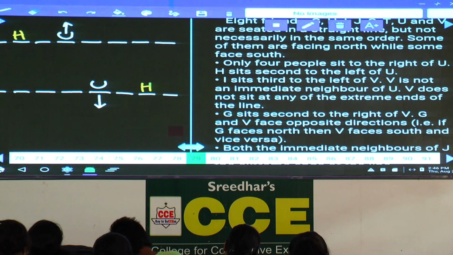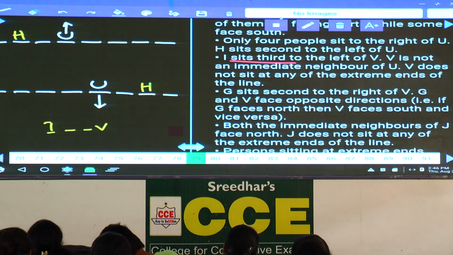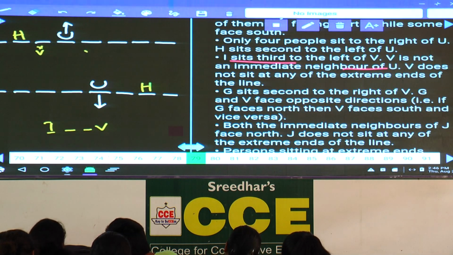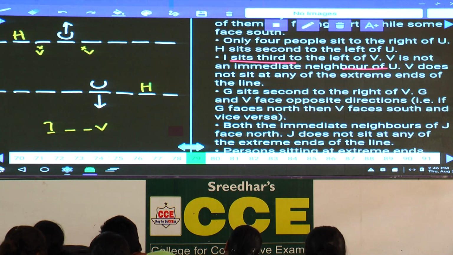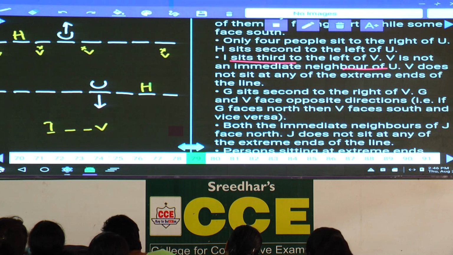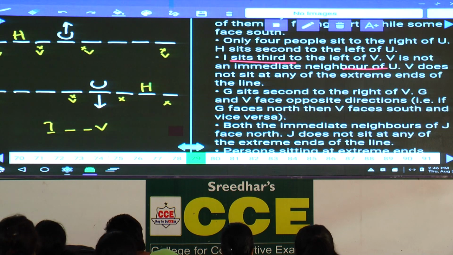And next one, H sits second to the left of U, and I sits third to the left of V. I is seated third to the left hand side of V. And V is not an immediate neighbor of U. V cannot be here, isn't it? And V does not sit at any one of the extreme ends of the line, V cannot be here, isn't it? Then in the first case, what is the possibility we have?